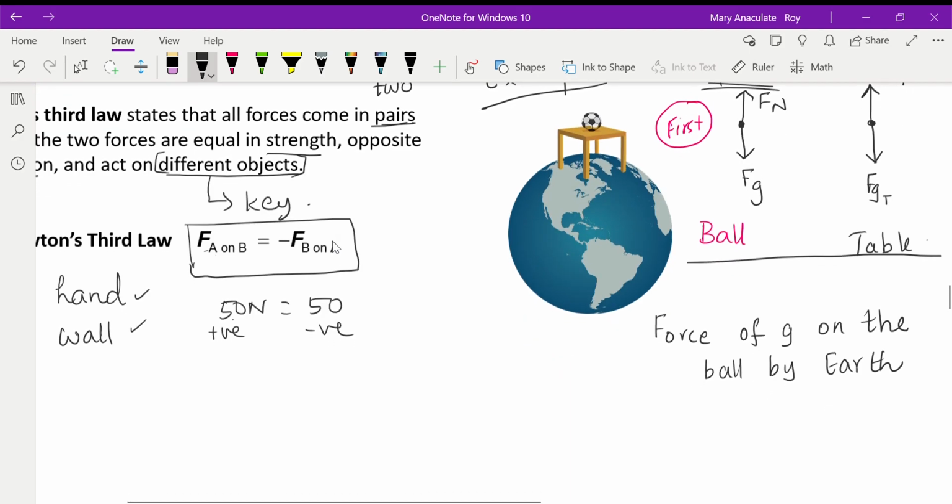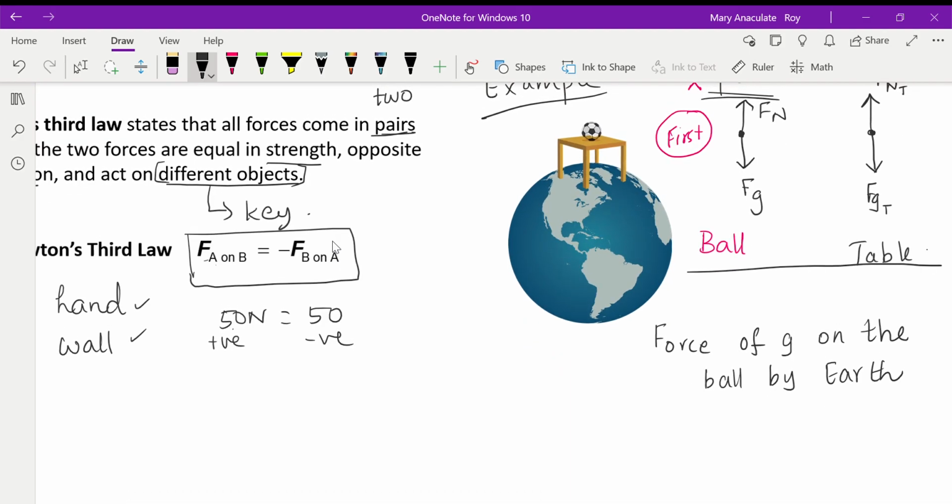Now there should be a counter force, because Newton's third law states that forces always exist in pairs. It cannot come in one. There has to be a counter force acting in the opposite direction. So if you take this as the one force acting, where is it acting? The force of gravity on the ball, it's acting on the ball by earth. Now the counter force will be the same statement: force of gravity, you have to write it in full, force of gravity on the earth by the ball.